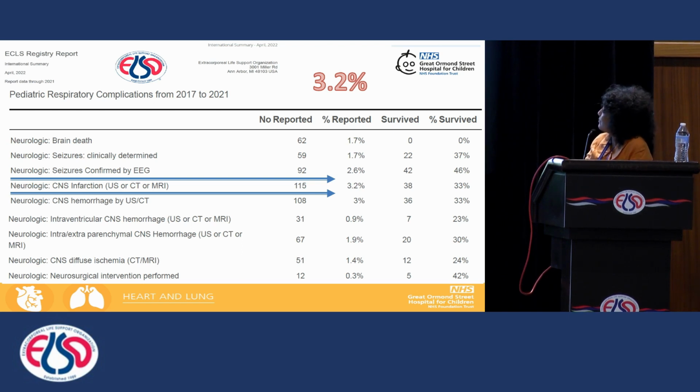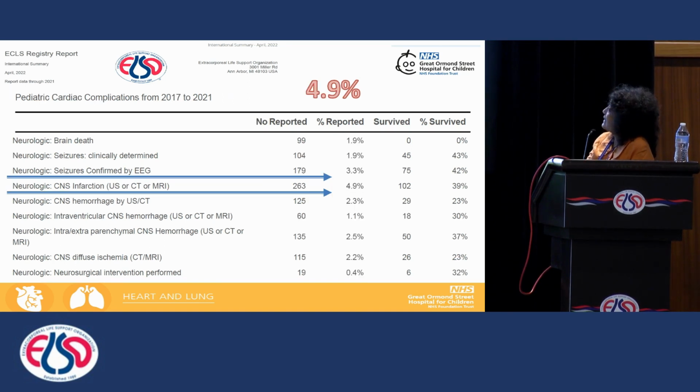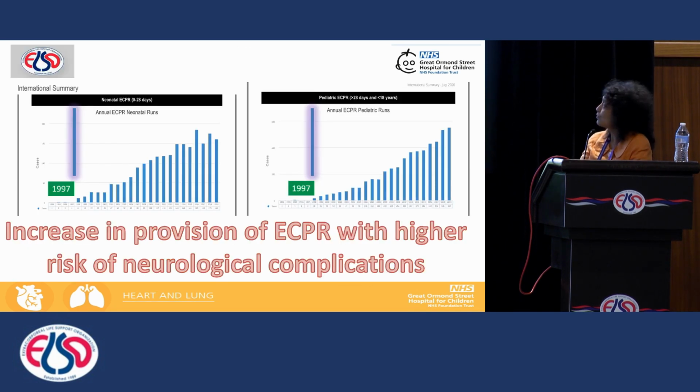So here, again, looking at the respiratory data from the ELSO registry in pediatric respiratory ECMO, you can see 3.2% of children have neurological complications, seizures, or CNS infarction, and pediatric cardiac, again, about 5%. So what I'm trying to highlight here is that the numbers don't seem that high. Now, we know that there's been a steady increase in provision of ECPR, and children with ECPR will have higher risk of neurological complications.